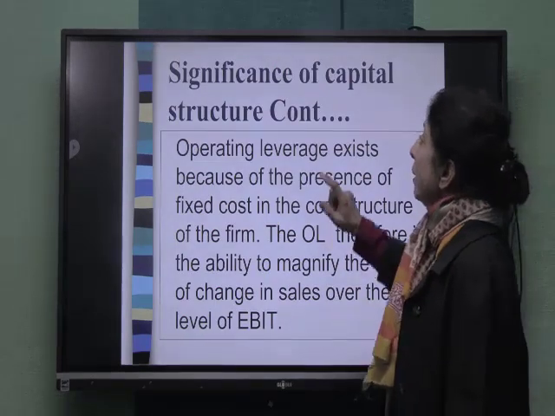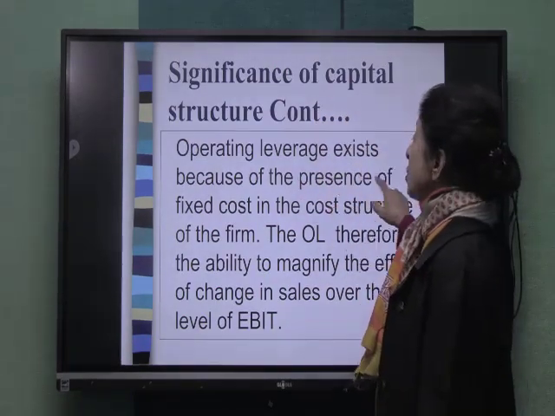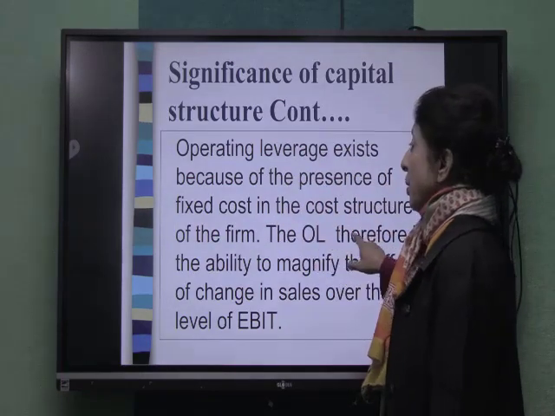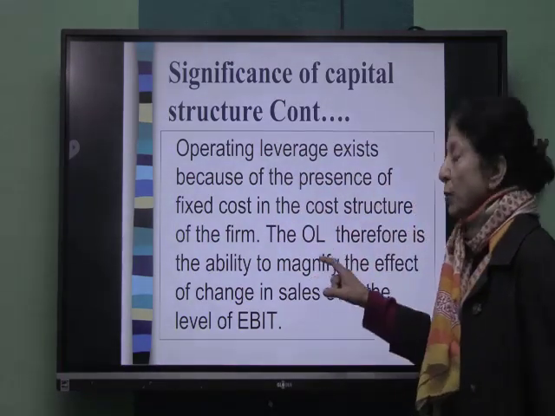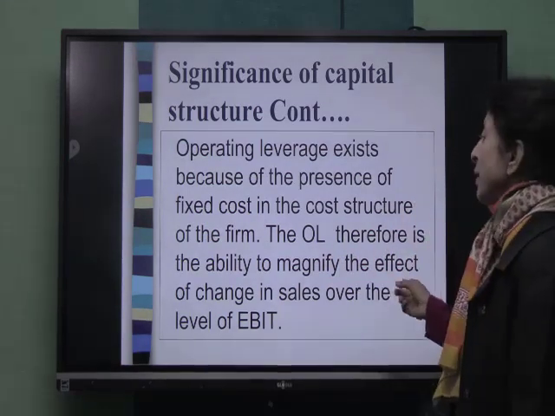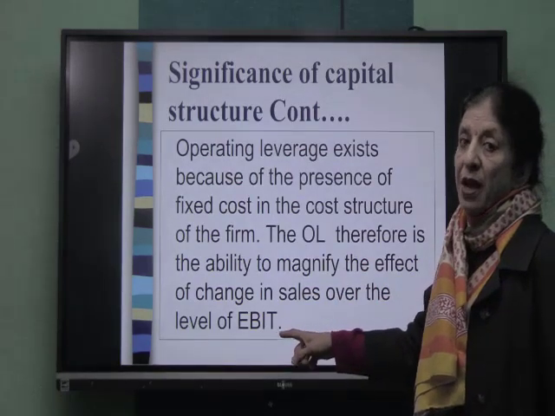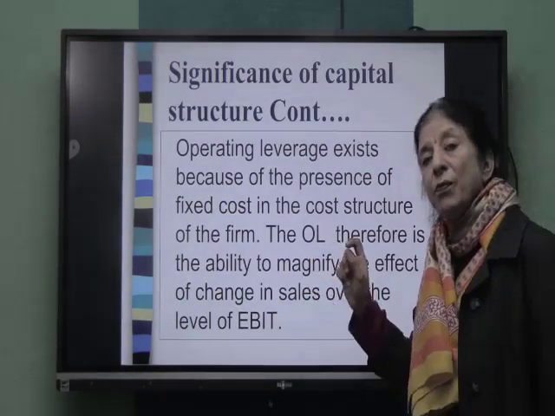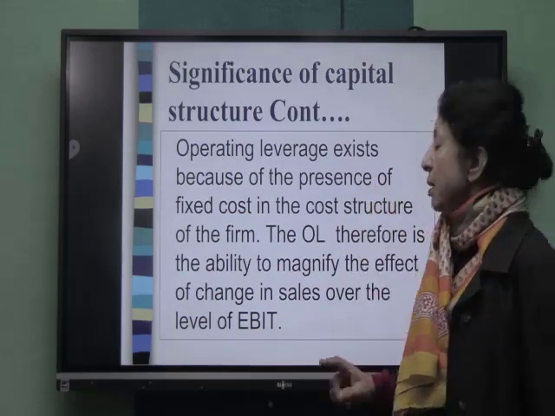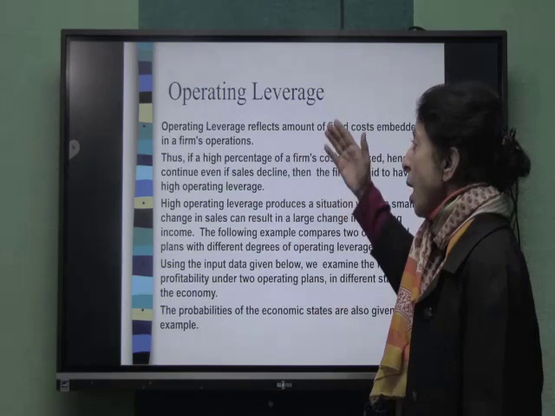Now here, operating leverage exists because of the presence of fixed cost in the cost structure of the firm. And therefore, operating leverage is the ability to magnify the effect of a change in sales over the level of EBIT. This is a very important and very useful thing in actual companies. Now you can read it.